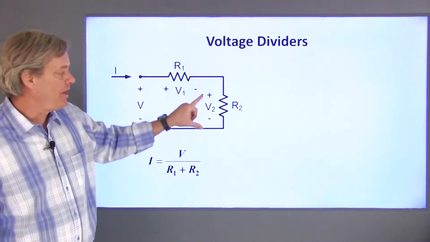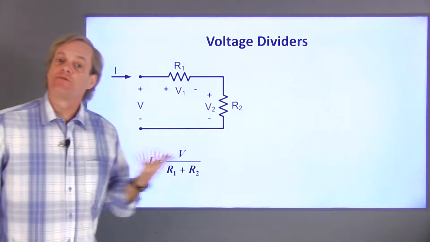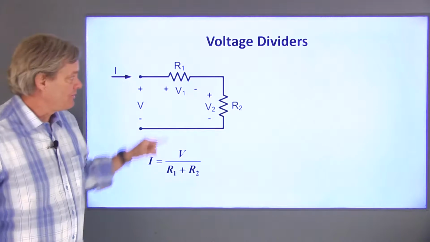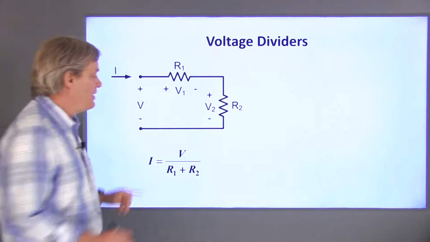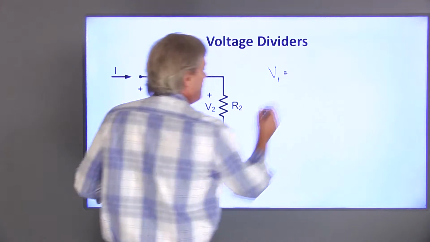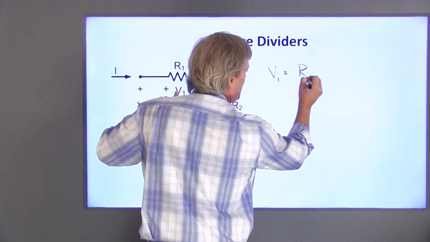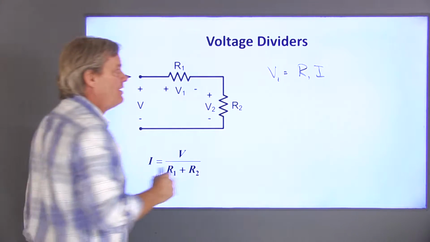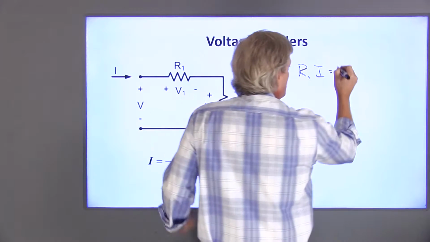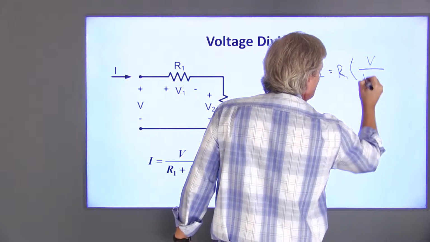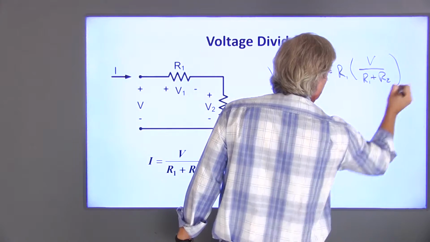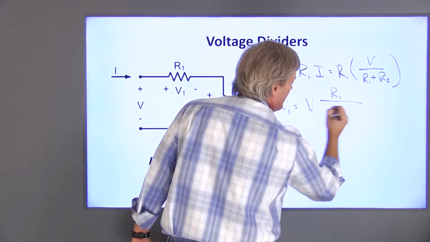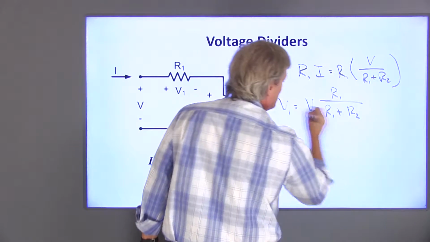So we want to find V1 and V2 in this circuit. As we saw in the previous video, the current is the total voltage V over the equivalent resistance R1 plus R2. So by Ohm's law, V1 is equal to resistance times current, which is R1 times I. This is the resistance times the current through that resistor. I is equal to V over R1 plus R2. So V1 is equal to the total voltage V times R1 over R1 plus R2.